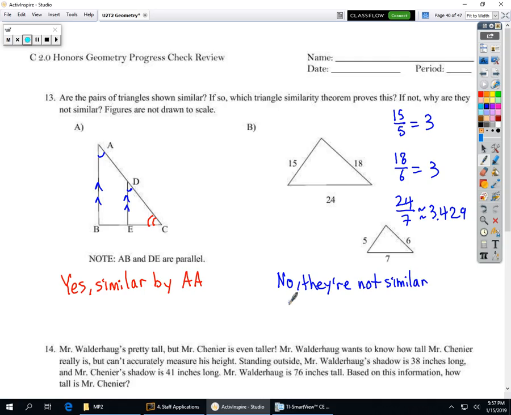So no, they're not similar, because they fail SSS, or because side proportionality fails. So unfortunately, not all 3 sides are proportional. 2 of them are good, that third one is bad.